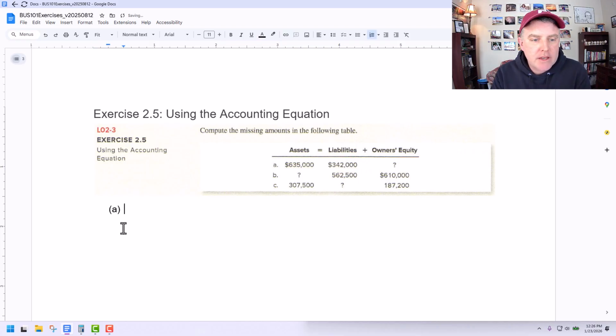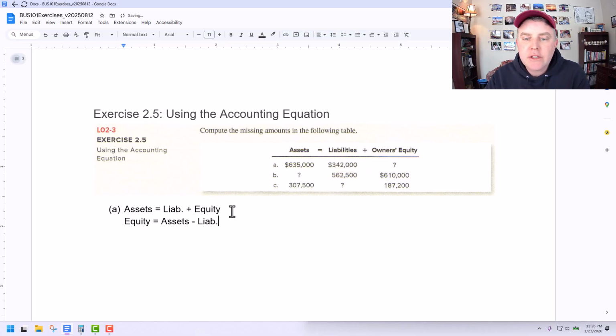So A is assets are equal to 635, liabilities are 342. How do we figure out the missing value, owner's equity? Well, the equation is assets are equal to liabilities plus equity, right? And if we wanted to do a little bit of algebra here and solve for equity, we could just say equity is equal to assets minus liabilities. So I just rearranged the equation, algebra 1 here. So now we have an equation where we can solve for equity.